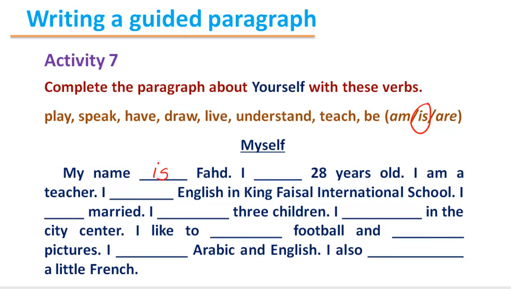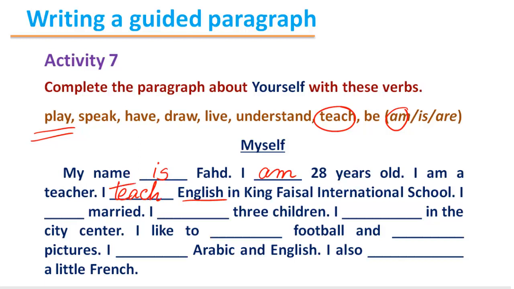I, and definitely the I is first person singular, and it requires the be verb like am. I am 28 years old. The next sentence, I am a teacher. I, there is a blank, English in King Faisal International School. So the most suitable verb for this, what do you think? Play? I play English in King Faisal International School? No, we have to consider the verb and the meaning. Here we find English, and the most suitable verb here is teach. I teach English in King Faisal International School.